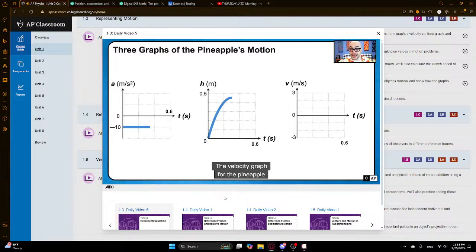The velocity graph for the pineapple starts off really fast, slows down and slows down and slows down until the halfway point of its motion when the velocity is temporarily zero. As the pineapple falls, its acceleration is still the acceleration from gravity. There's the other half of the velocity graph and the other half of the height graph as well. You can see that the slope of the velocity graph is constant the entire time.